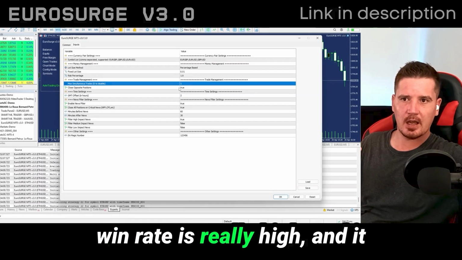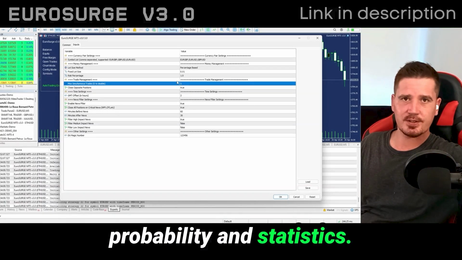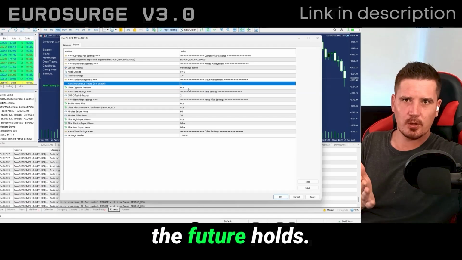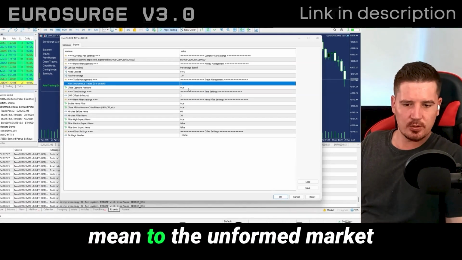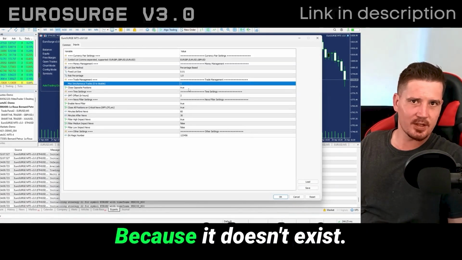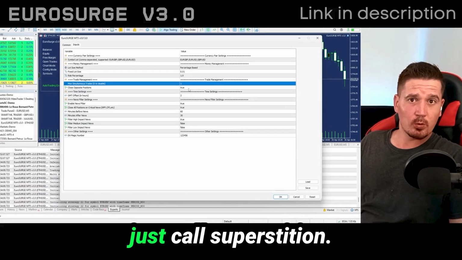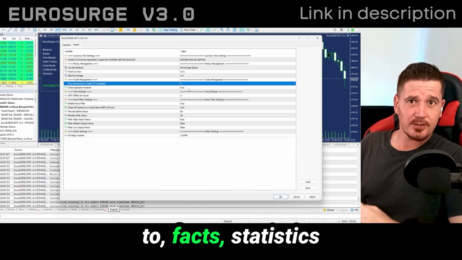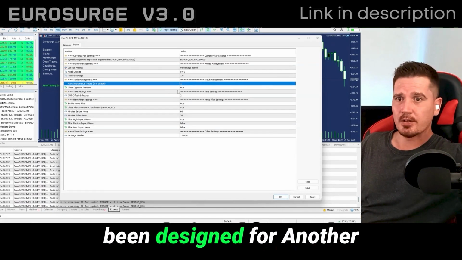The win rate is really high, and it is because I'm focusing on probability and statistics, no longer price levels and all of these things. We don't know what the future holds. We don't know what the support and resistance mean to the unformed market that we cannot yet see because it doesn't exist. That doesn't mean anything really. That is what I would just call superstition. I'm not a superstitious guy. I would rather just stick to facts, statistics, and probability. That's what the system has been designed for.